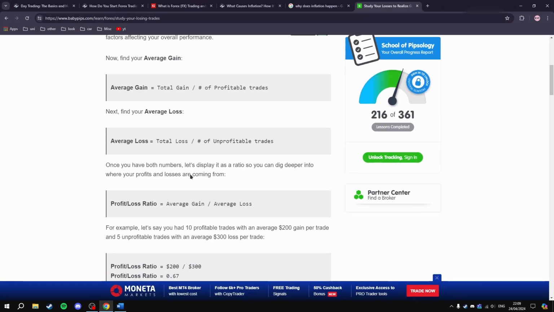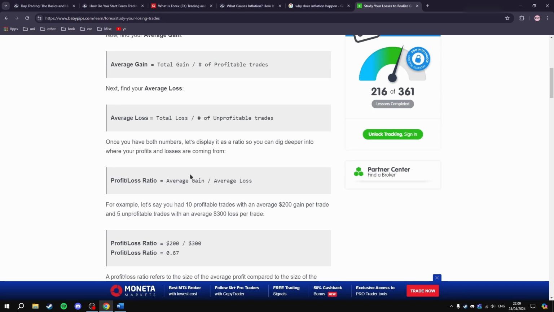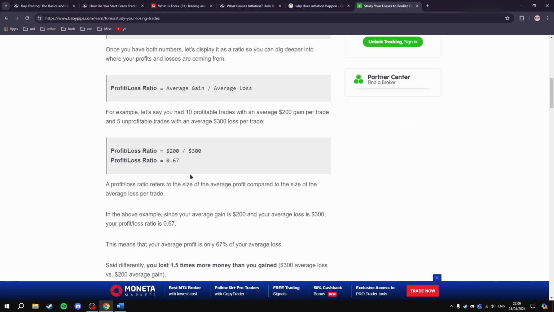Now, find your average gain. Average gain equals total gain divided by number of profitable trades. Next, find your average loss, which is average loss equals total loss divided by number of unprofitable trades. Once you have both numbers, let's display it as a ratio so you can dig deeper into where your profits and losses are coming from.